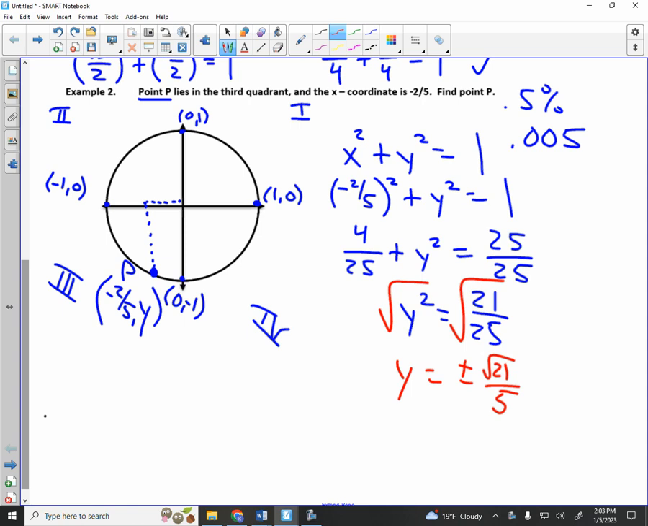Very good. So if you notice, if you were to go back negative 2 over 5, and if you were to go up, it would bring you up here. That would be the positive one. So that'll be in quadrant 2. But we want the quadrant 3 one, so we're going to choose the negative one. So we have negative 2/5 and negative root of 21 over 5. So that's point P. Okay.